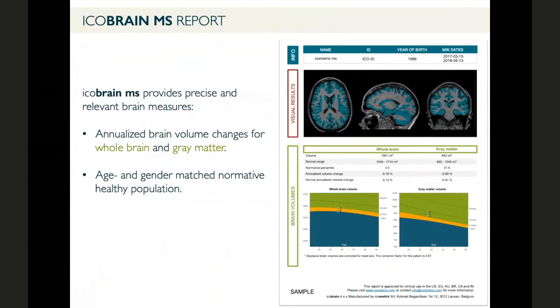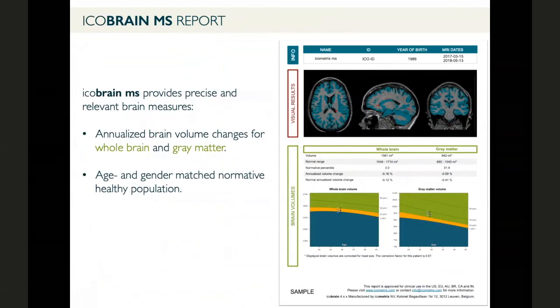The second page of our report, again, contains some information and visual results, but what is really important here are, of course, the brain volumes. In MS patients, we assess the whole brain volume and gray matter volume, both the volume and their normative ranges, which are also represented in the population graphs below. Since we are absolutely interested in tracking disease changes over time, we also report the annualized brain volume changes for whole brain and gray matter.